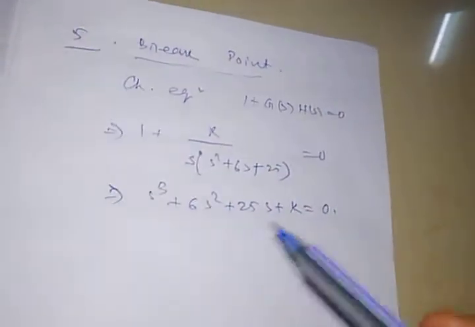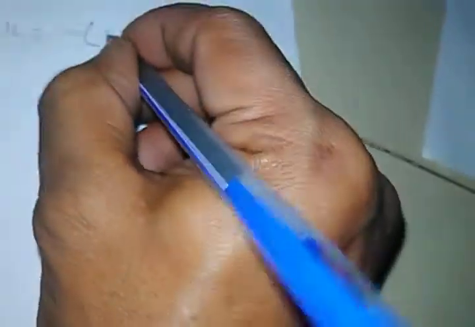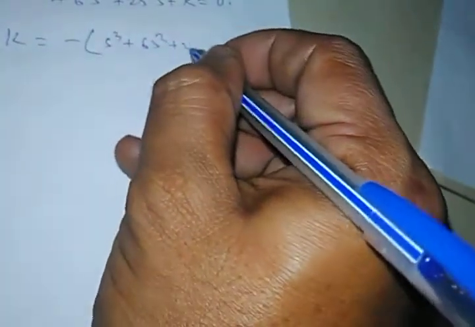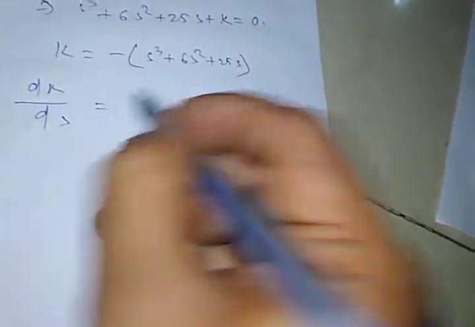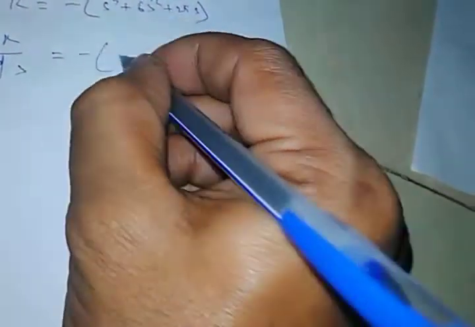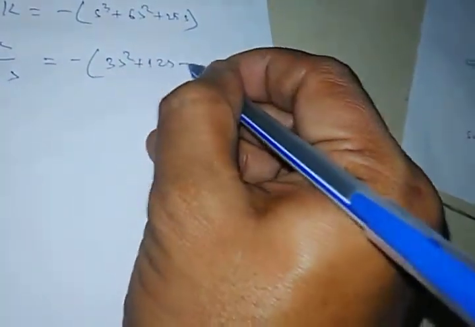As I have already mentioned in my previous video, to find the breakpoint we should rewrite this characteristic equation in terms of k. So k becomes minus of s cube plus 6s square plus 25s. Then we have to find dk by ds, which is minus of 3s square plus 12s plus 25.